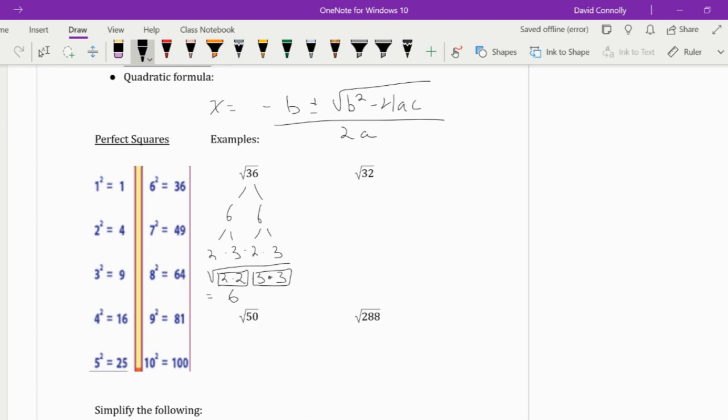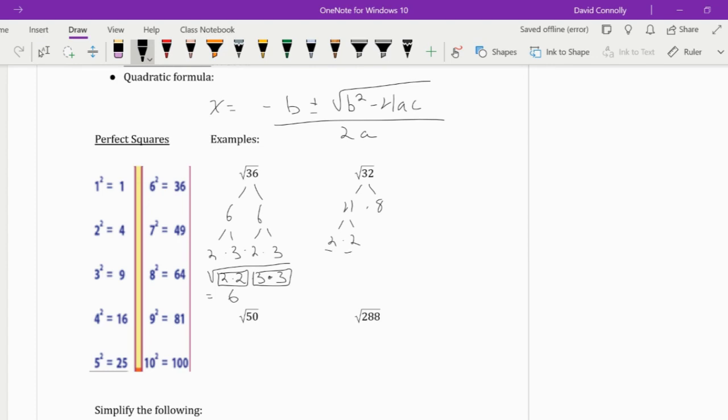So we go over to the next one, 32. Now you can start with any two numbers you want. We can do 2 times 16. We can do 4 times 8. It really doesn't matter. I'm going to use 4 times 8. Then I break down 4 to 2 times 2. And I can't do that any further, so I'm going to stop.